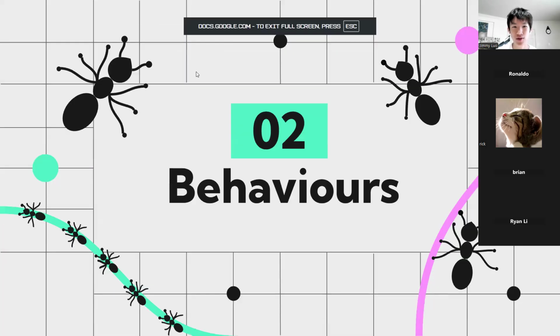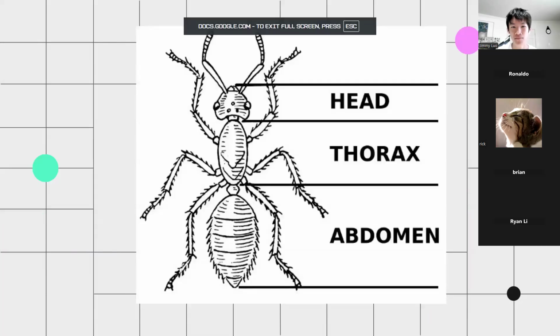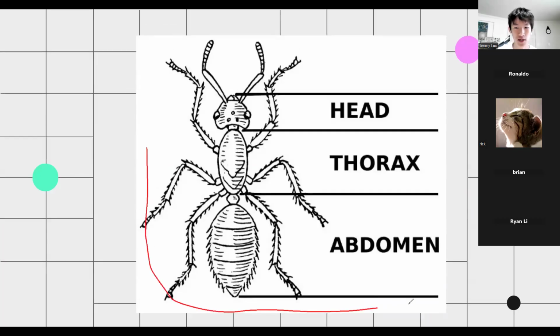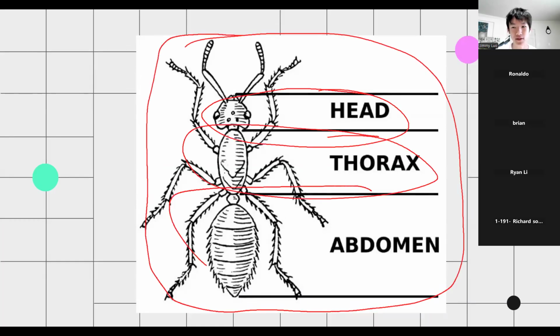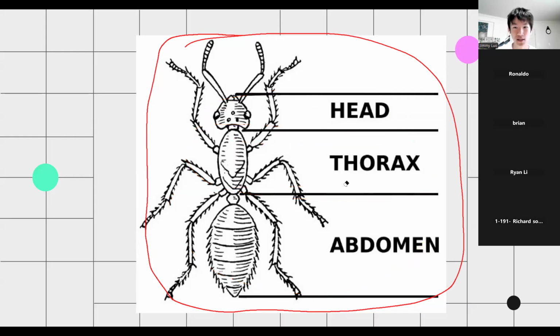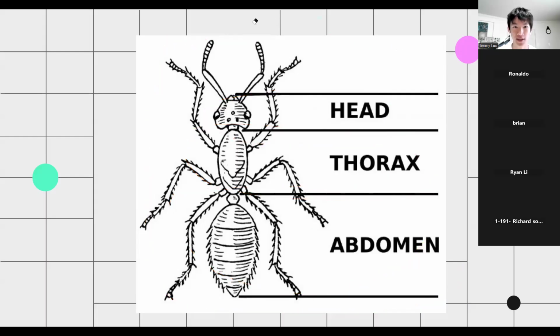All right, first we'll talk about the structure of an ant. The structure of an ant is actually pretty simple. We've got this cool little ant over here. We have the head, the thorax, and the abdomen, right? These are basically the parts of an ant.